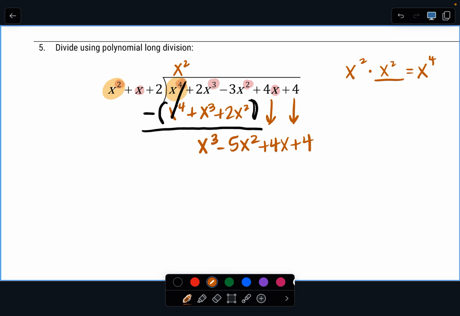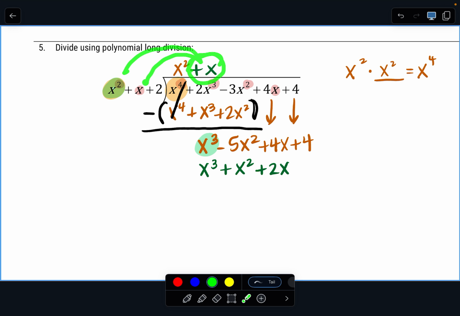So now I have a x squared, and I want to make x cubed. What do I have to multiply x squared by? An x. So I'm going to have plus x. You want to pay attention to the signs because that's going to tell you whether it's positive or negative. So I'm going to go through the steps again. x cubed plus x squared plus 2x. So all I did was take my x term and I distributed it to all 3 terms of my divisor. And then we come in and we subtract.